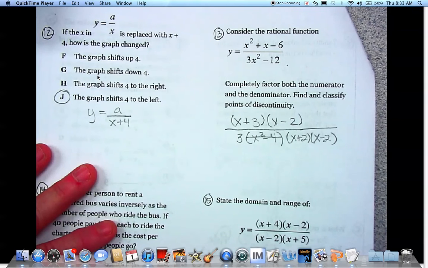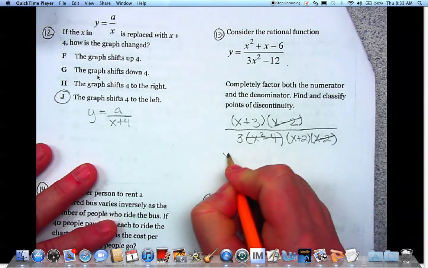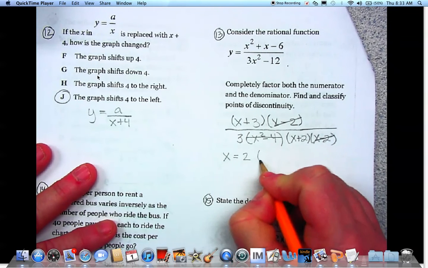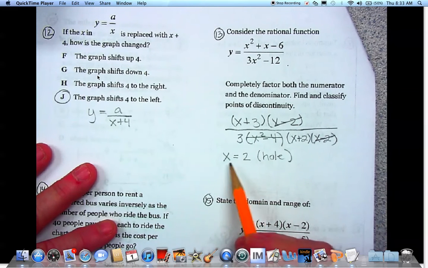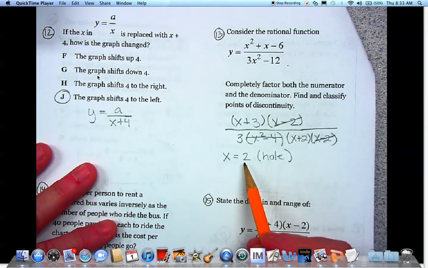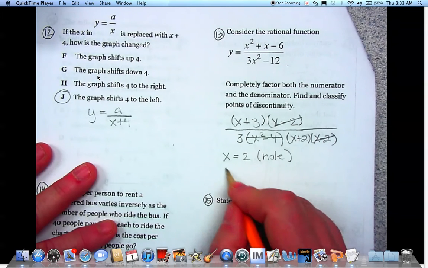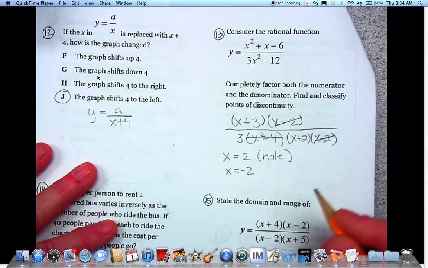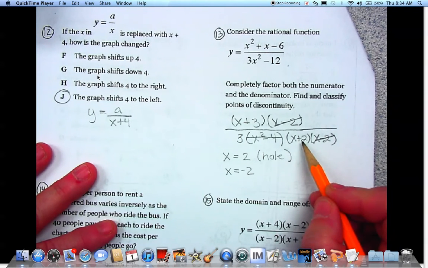Okay, do we see any holes, first of all? x - 2. So we'd say x = 2 is a hole, because you set x - 2 equal to 0, so you get x = positive 2. What about vertical asymptotes? It's never the top, ever. It's always the denominator. Set the denominator equal to 0 to get your vertical asymptotes.